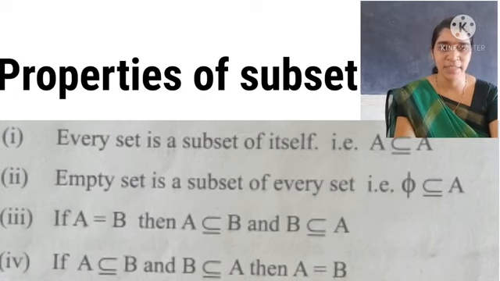That is, A is a subset of A. Then empty set is a subset of every set. That is, phi is a subset of every set, that is any set. Third one is given. If A is equal to B, suppose A and B are two sets which are equal sets. Then A is a subset of B and B is also a subset of A.